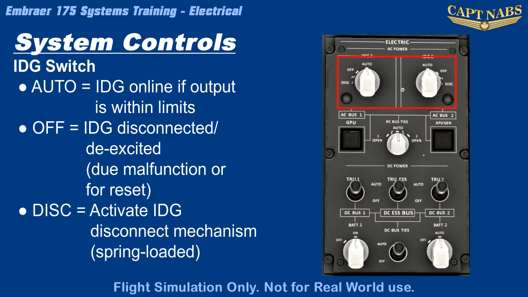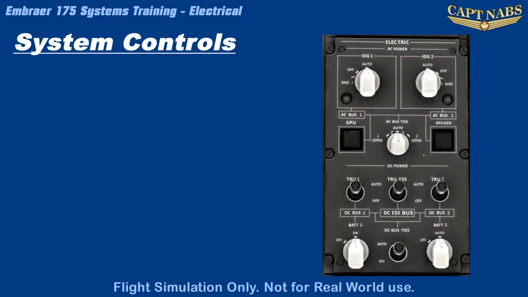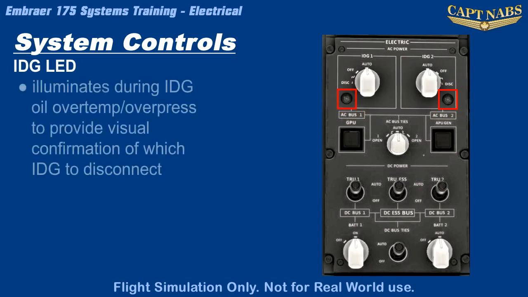Remember that this action is irreversible in flight, so confirm the correct IDG is disconnected. Incidents have occurred in the past where the operating IDG was disconnected instead of the faulty one, resulting in a total loss of electrical generation during flight and an electrical emergency configuration. To aid identifying a faulty generator, an amber LED is located directly adjacent to each IDG switch. This LED illuminates for the corresponding IDG when the IDG oil message appears on ICAS, aiding in identifying the correct switch to disconnect a faulty generator.